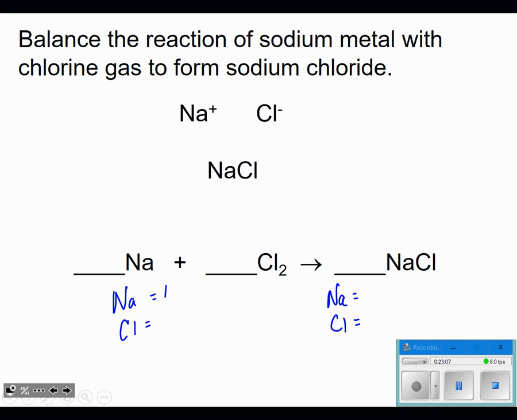We then have Na and Cl on this side, and we have Na and Cl on this side, which we have 1 and 2, and we have 1 and 1. So our chlorines are the first thing that's not matching, so we're going to put a 2 here. When we put that 2 there, we then have to recount. So that makes it to where we are going to now have 2 times 1 is 2, 2 times 1 is 2. So that fixes my chlorines but messes up my sodiums. So I then need to come to the other side and put a 2 there, which then 2 times 1 makes 2, and now I am balanced.